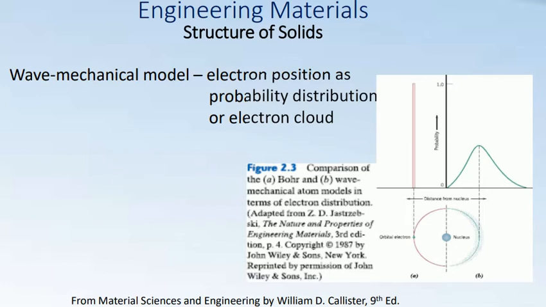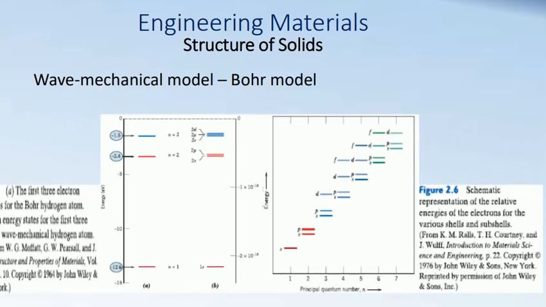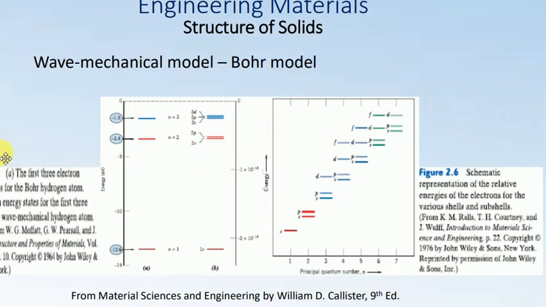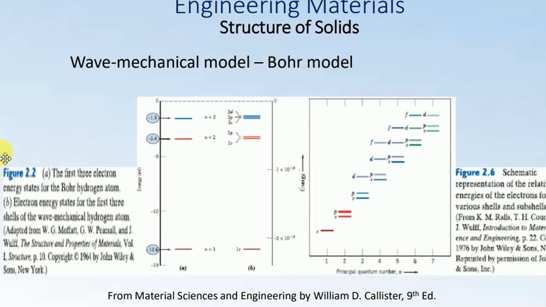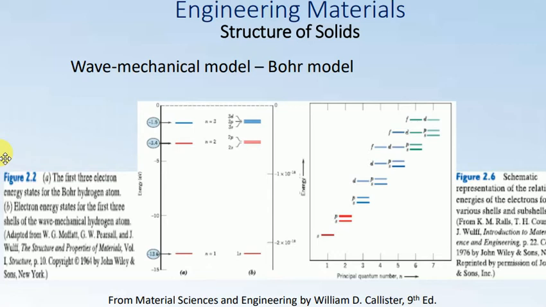If we move on further, here you can see the figure 2.2 on your left. Figure A shows energy levels for Bohr model for hydrogen atom. See, these are fixed. That is the first one for N1, then for particular amount of energy for N2, for N3.